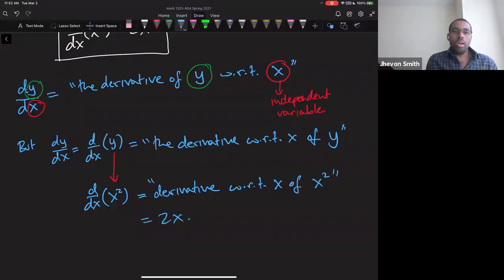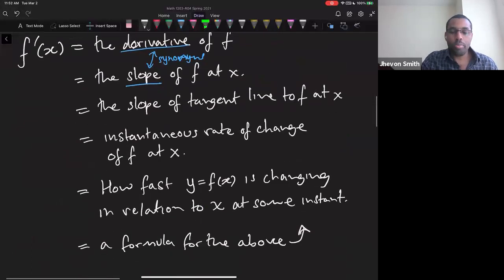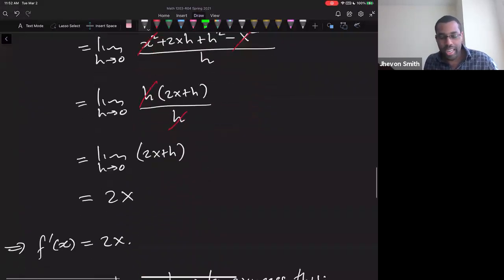Okay. Now, what does it mean to say that the derivative is 2x? Well, it means everything I told you up here. It means that the slope of the function is always given by the formula 2x. The slope of the tangent line is given by 2x. The instantaneous rate of change is given by 2x. You want to know how fast the y is changing in relation to the x? Well, it's changing twice as fast. That's how fast it's changing. So that's what the 2x actually means.